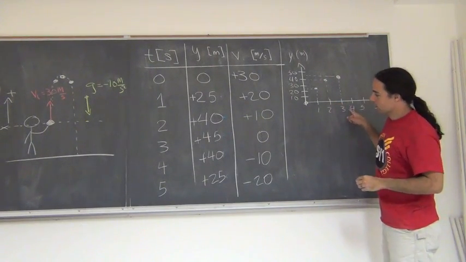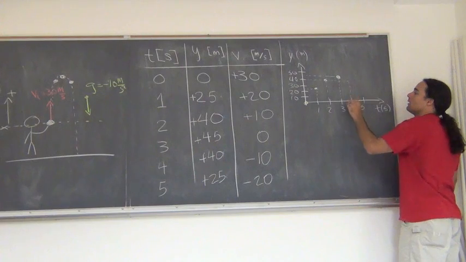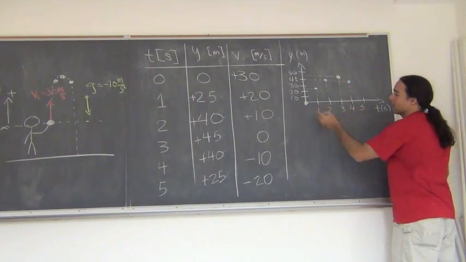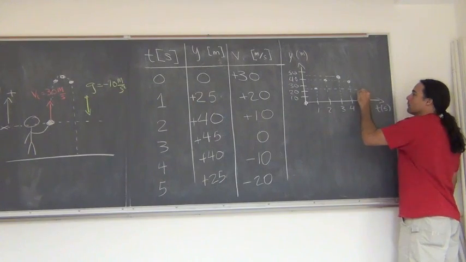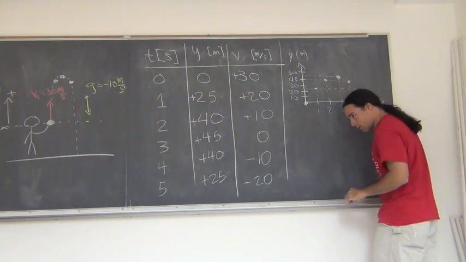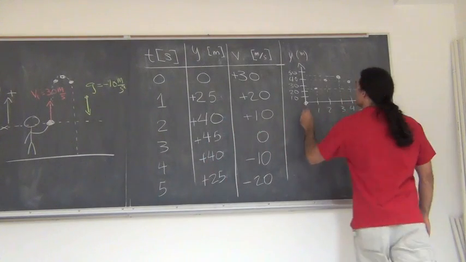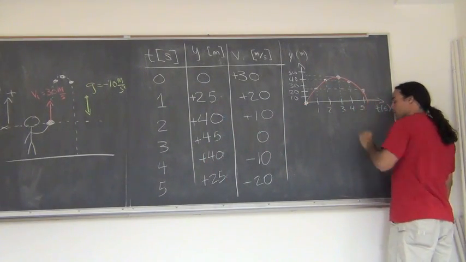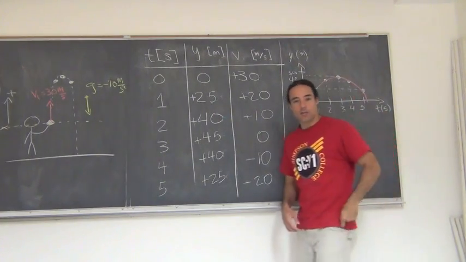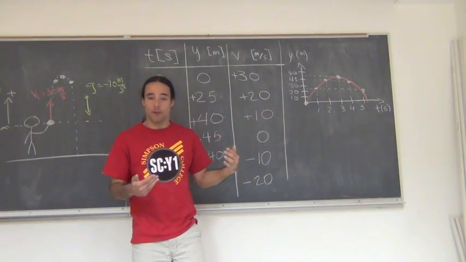At 4 seconds, I'm 40 meters off the ground again, symmetric. At 5 seconds, I'm 25 meters off the ground. Should be over here. Now you can see, we get a nice symmetric curve. It's kind of bowl-shaped, upside-down bowl-shaped. That curve has a nice name for it. This is just called the parabola.